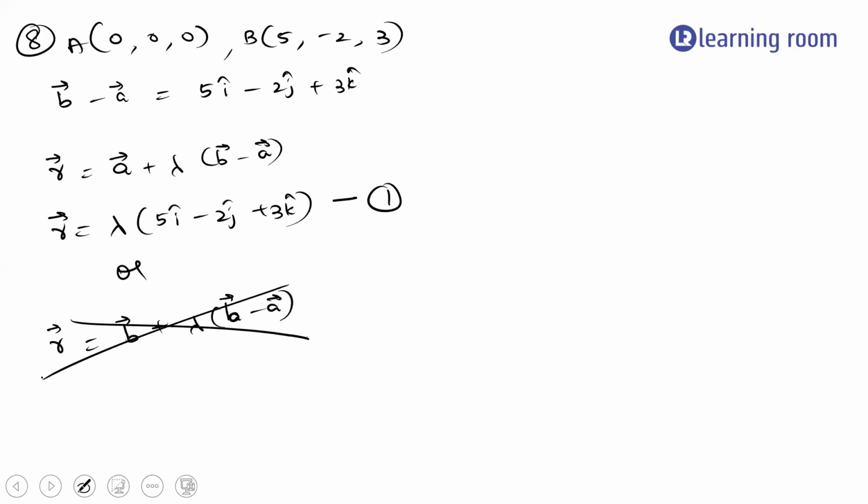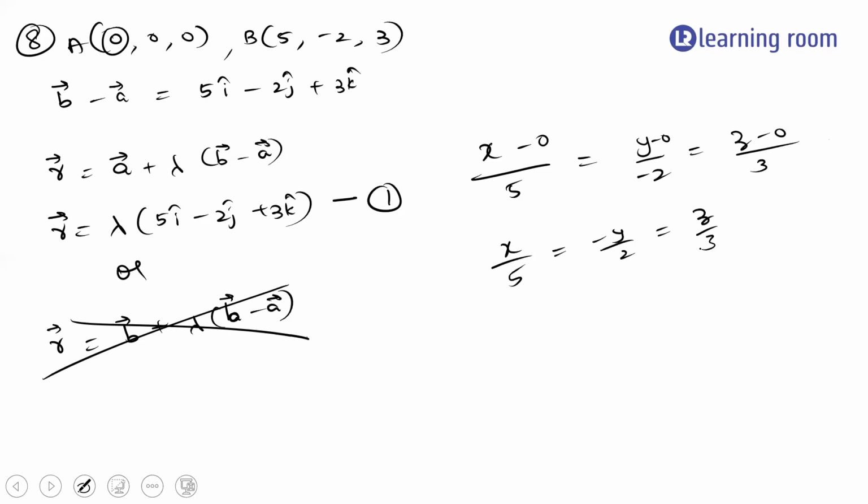They can also ask for the Cartesian form. What is it? (x minus 0)/5 is equal to (y minus 0)/(minus 2) is equal to (z minus 0)/3. The answer should be x/5 is equal to minus y/2 is equal to z/3. This is the equation.